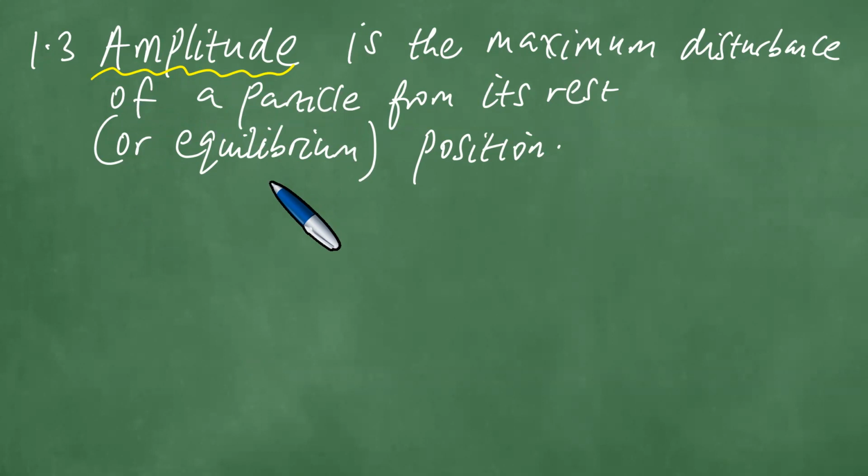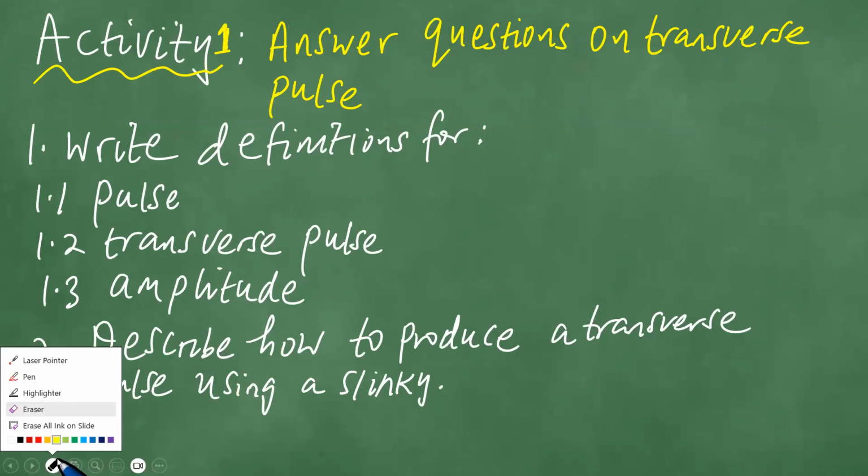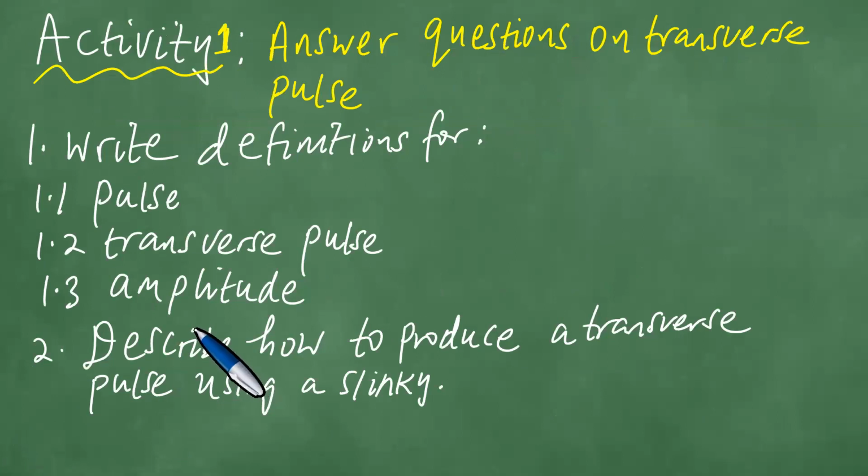So a couple of things I want us to also discuss here. We need to be able to describe, in the second point, describe how to produce a transverse pulse using a slinky. Describe how to produce a transverse pulse using a slinky.